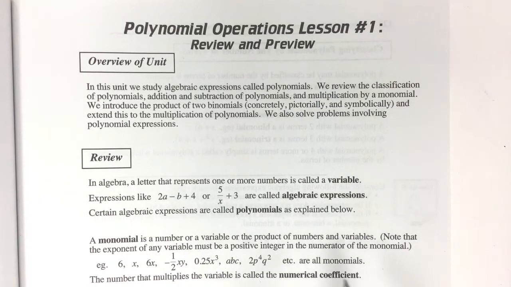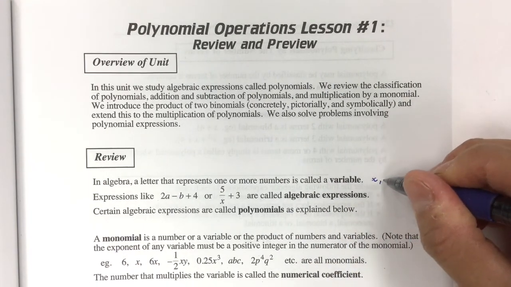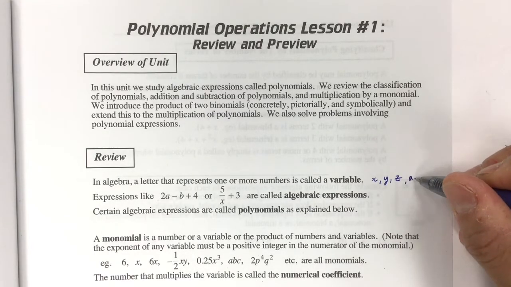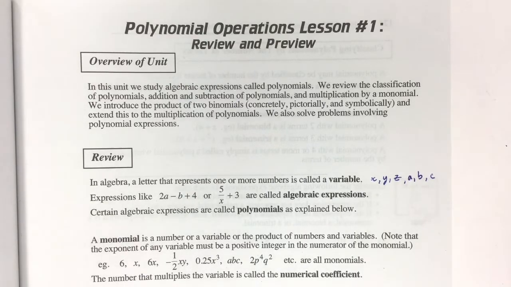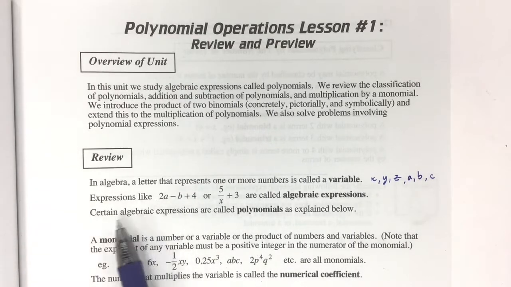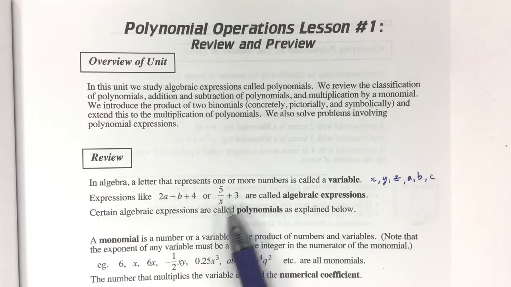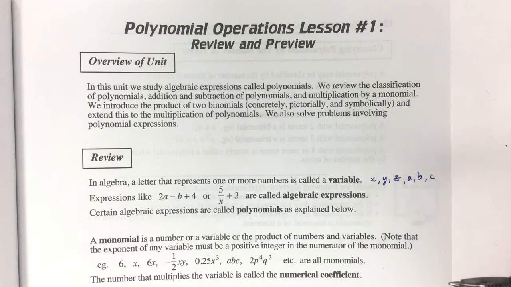So when we're doing algebra, a letter that represents one or more numbers is known as a variable, right? Variables can be things like x, y, z, a, b, c. Those are all variables. They represent a number. Now, sometimes we'll have expressions like 2a minus b plus 4 or 5 divided by x plus 3. These are called algebraic expressions, and some algebraic expressions are called polynomials.